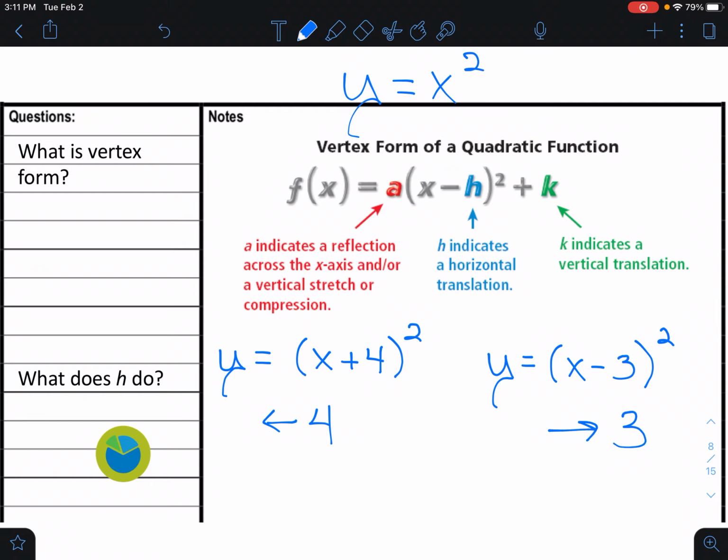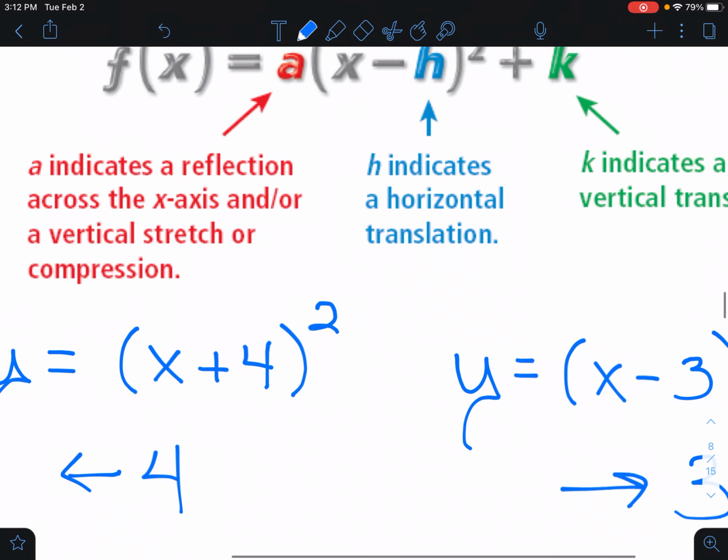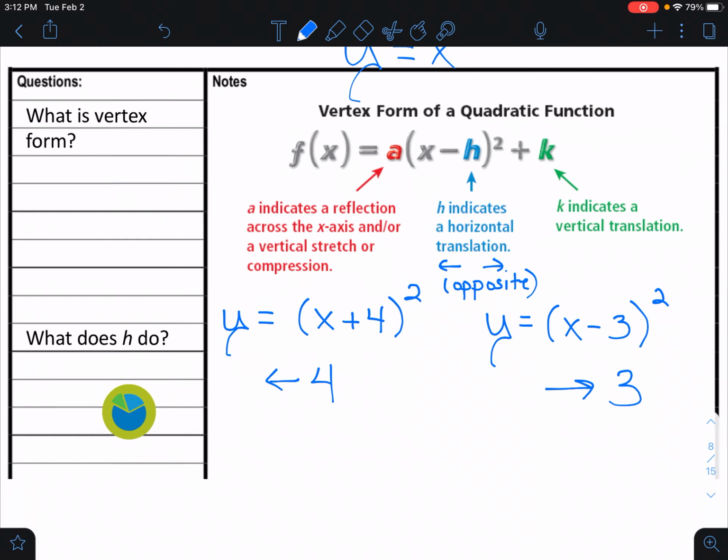And here's why that is. You'll notice the vertex form actually already has this minus in there. That is what creates the opposite of what you might think. So what does the h value do? It moves the graph left or right, and it's opposite of what we might think. That's an important thing to keep in mind, and we'll touch on that again.